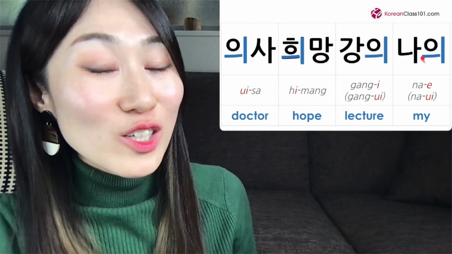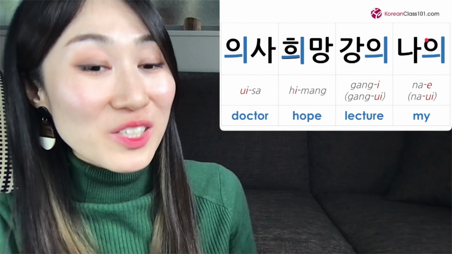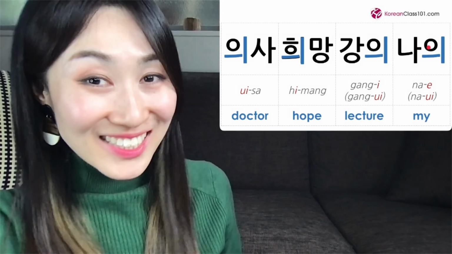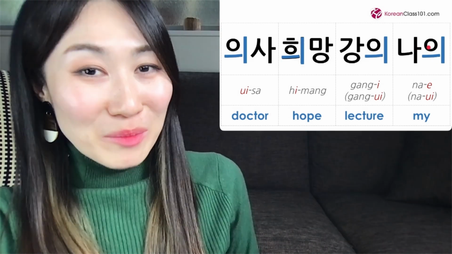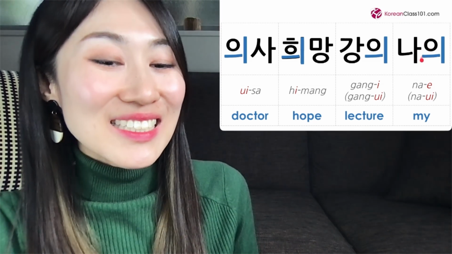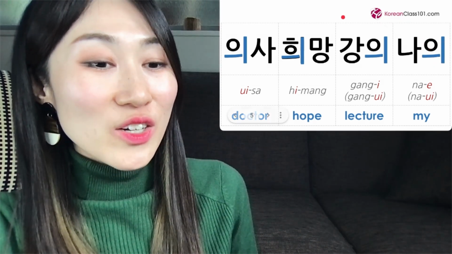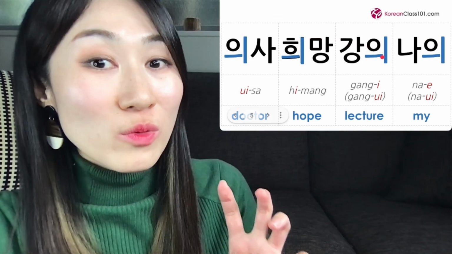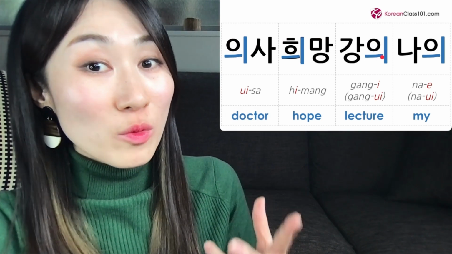So it's in the middle of the syllable, right? Middle of the syllable. So I need to pronounce it like 나이, right? I'm sorry, but nope. This 의 is different. Here, this 의사, 희망, 강의 is just part of the word. It's just one syllable of the word.